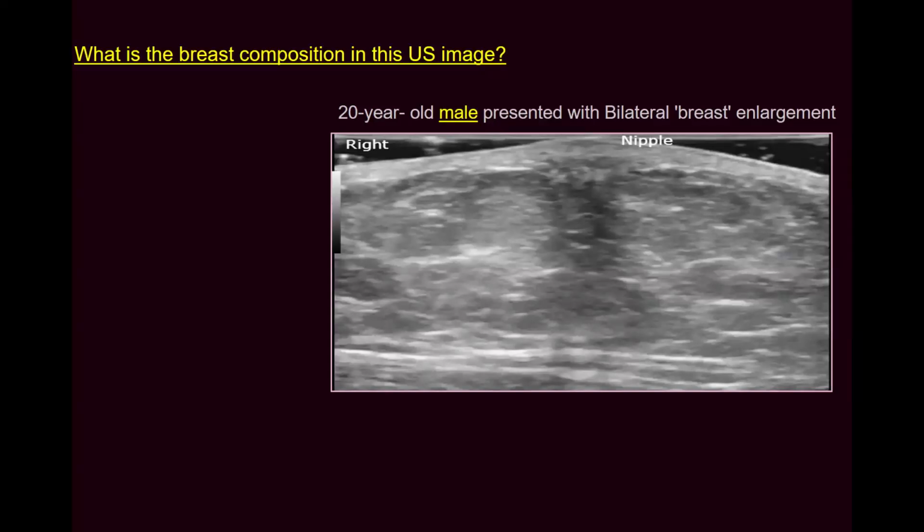So, what is your impression? What is the texture of this breast?